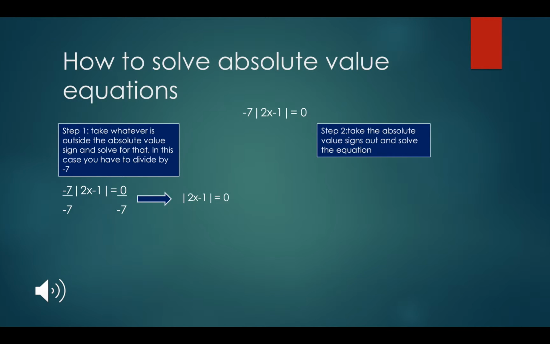Step 2, take the absolute value signs out and solve the equation. 2x minus 1 equals 0. Add the 1 to both sides, and you get 2x equals 1. Divide by 2, and x equals 1/2. And that's your answer.